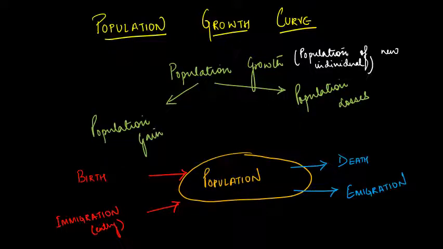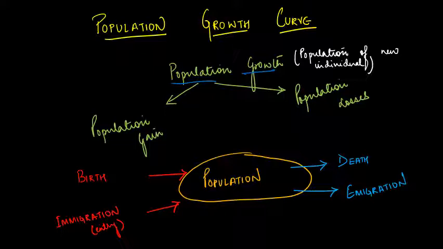Today we are going to see the population growth curve. Before going into the population growth curve, we need to know what population growth is. Population growth refers to the addition of new individuals in a population. So population growth means the addition of new individuals in a population. We call it population growth.